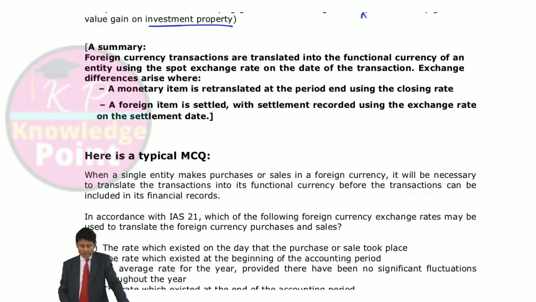A summary: foreign currency transactions are translated into the functional currency of an entity using the spot exchange rate at the date of the transaction. Exchange differences arise where monetary items are retranslated at the period end, or indeed a foreign item is settled, because you're using a slightly different value, a stronger or weaker currency, and in that sense you'll make a profit or a loss. So that's a quick synopsis.